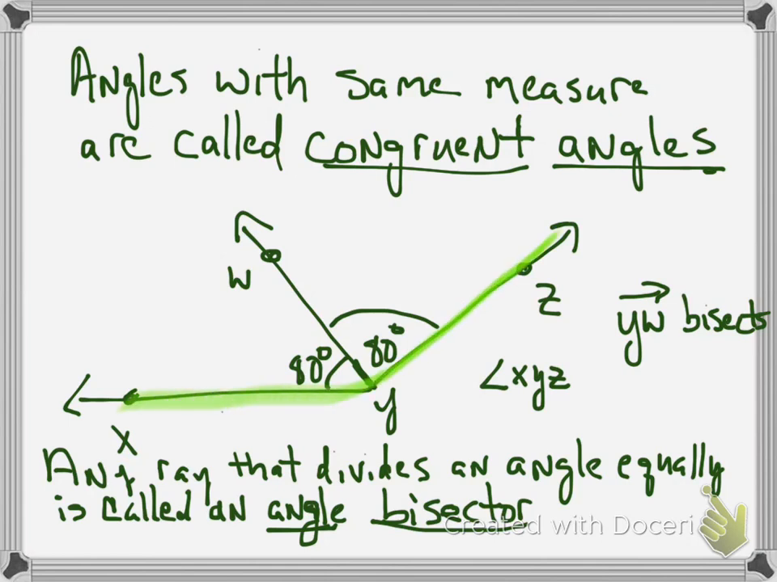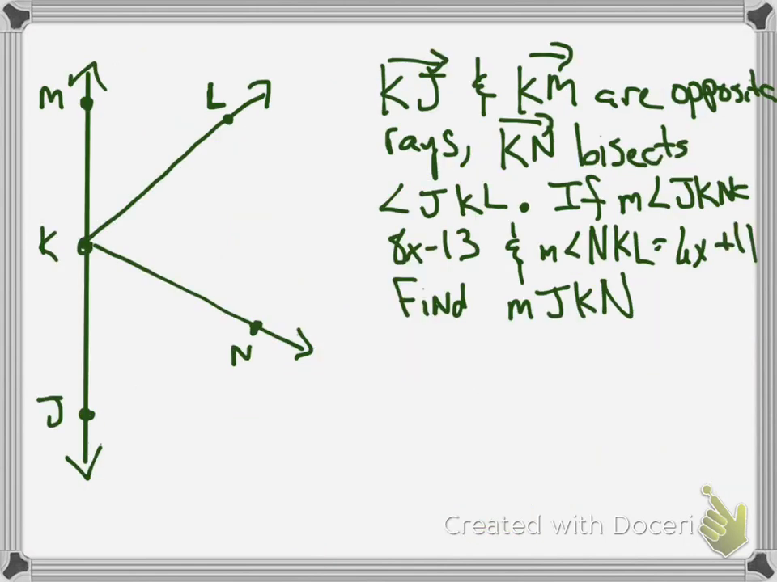Now, take notice here that this right here is a symbol for congruency on angles. When you see two little arcs like that, that's a symbol for congruency. Okay, that means that they're the same. Alright, so here's our final example. Most of this is just about naming things and understanding stuff, so nothing that hard.